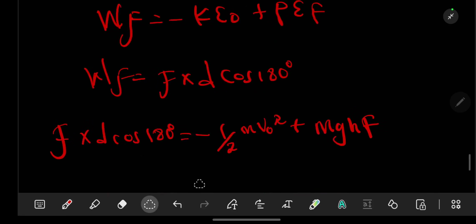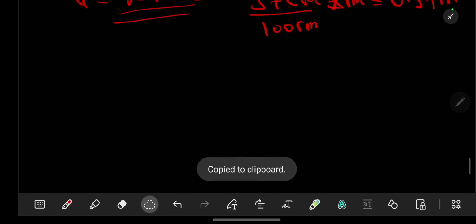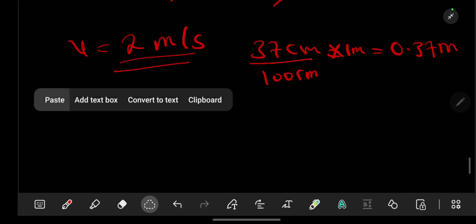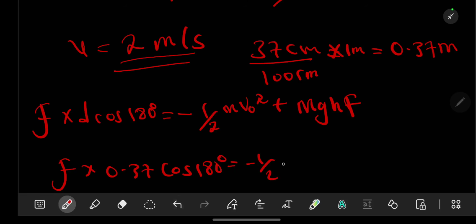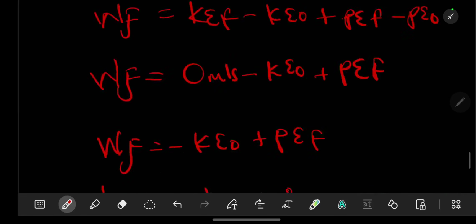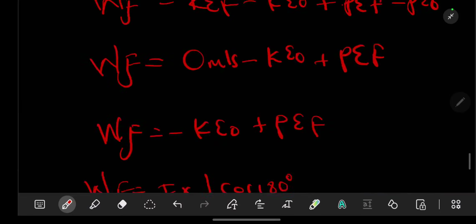So with that said, we can now use this equation, but just be careful of the height. I believe you are now conversant with the height we are going to be using. So we have the frictional force times the distance, which is our 0.37, times the cosine of 180 degrees, which should be equal to negative 1/2 times the mass, which is 2 kg.